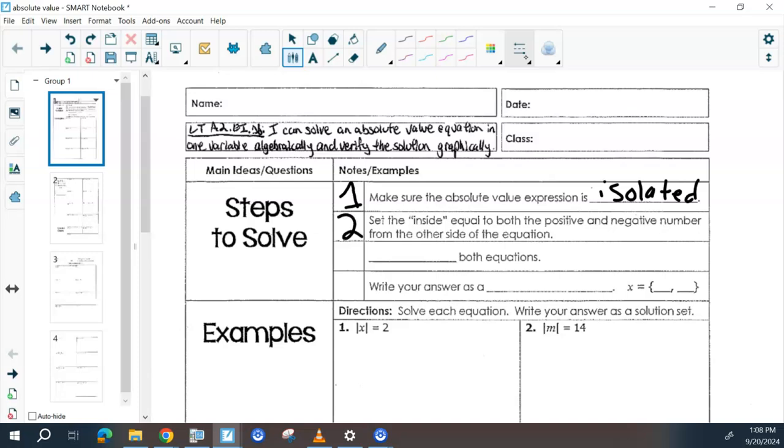Then we're going to set the inside part equal to a positive and negative number from the other side. We'll talk about that in a second. Then we're going to solve both equations. And then after we solve it, we're going to write our answer as a solution set. So similar to domain and range when we were writing it from a discrete graph, we're going to write it like this. X equals curly brackets, whatever the first solution is, comma the second, least to greatest.